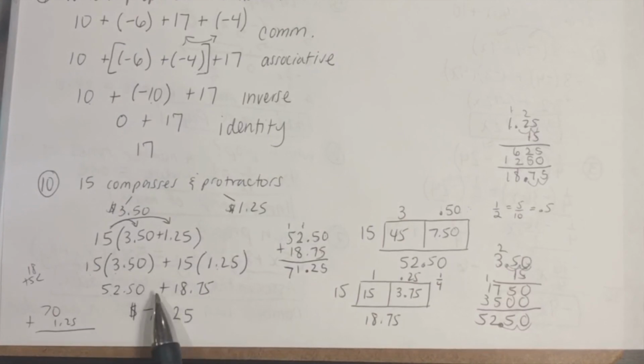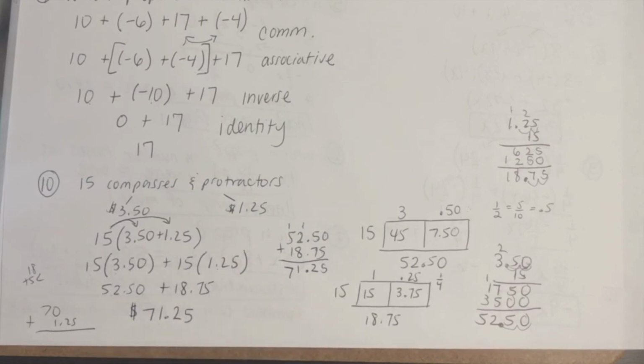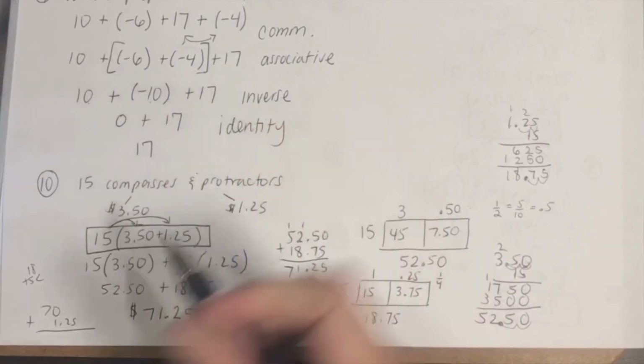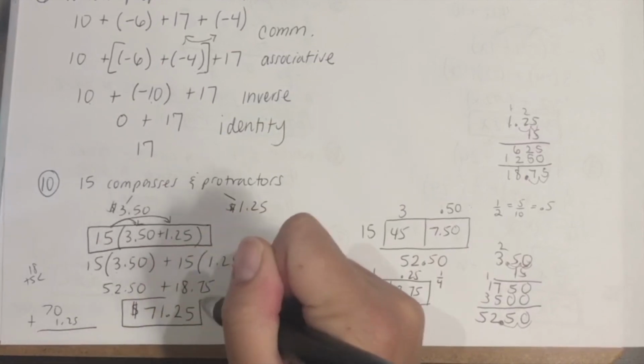Now, this question wanted us to write an expression and then simplify it. So our expression is right here. It's 15 times (3.50 plus 1.25), and then our final answer is $71.25.